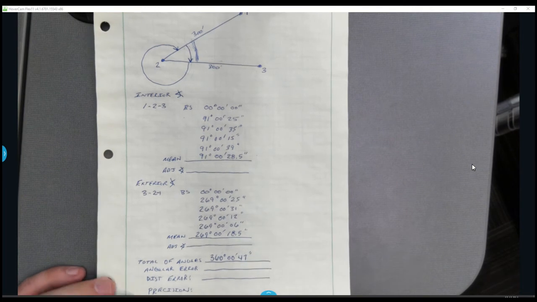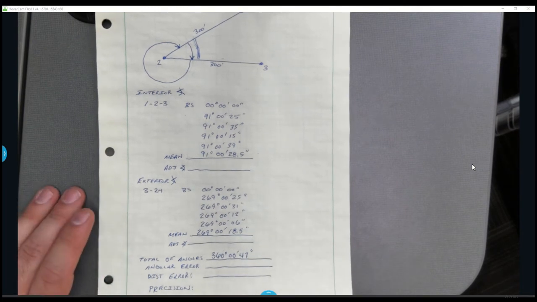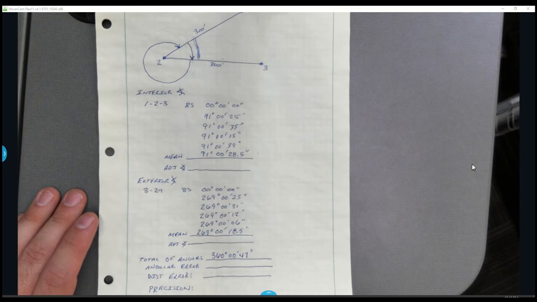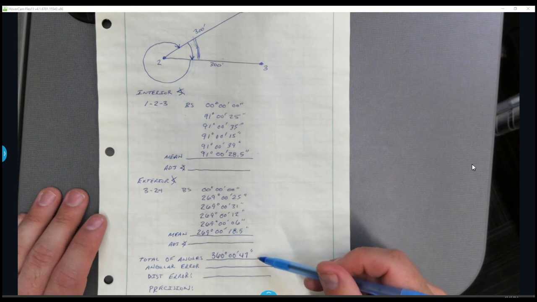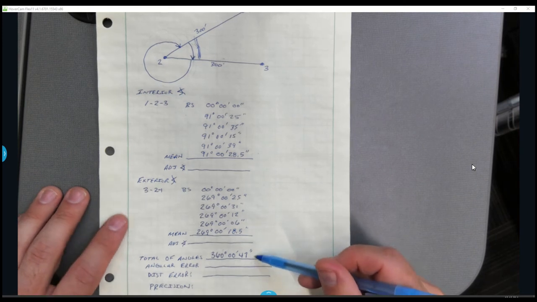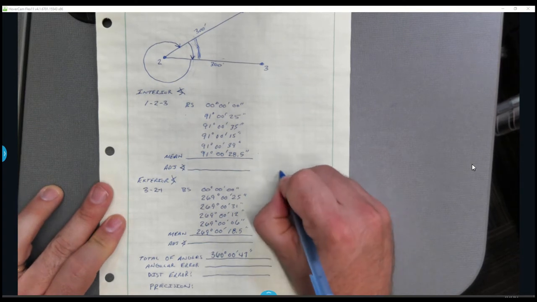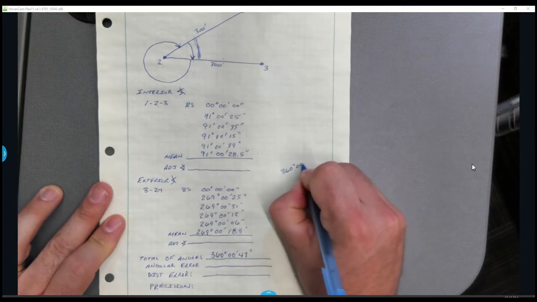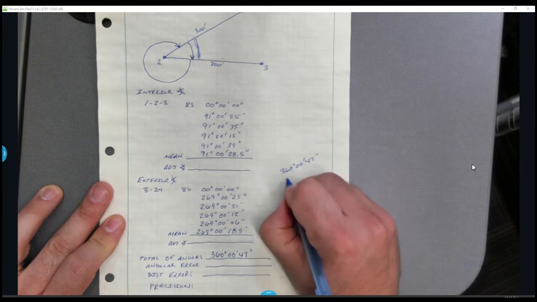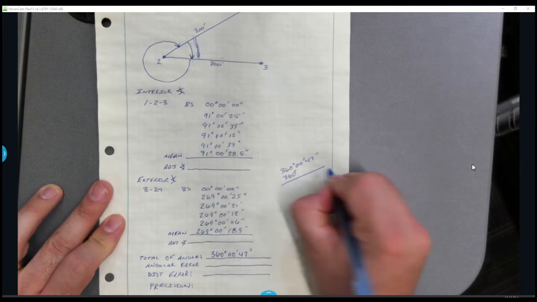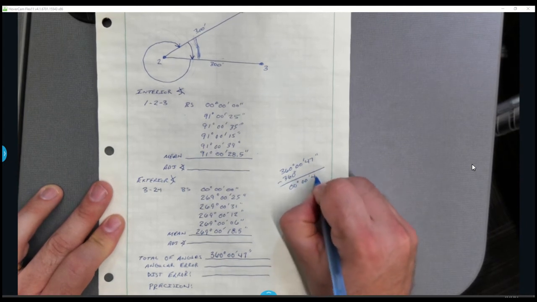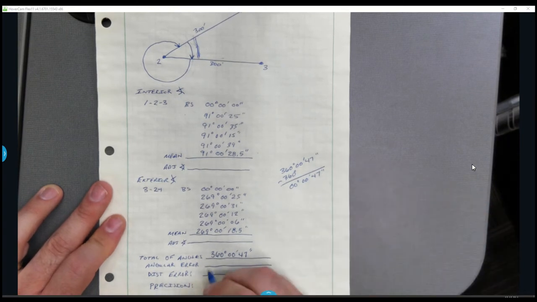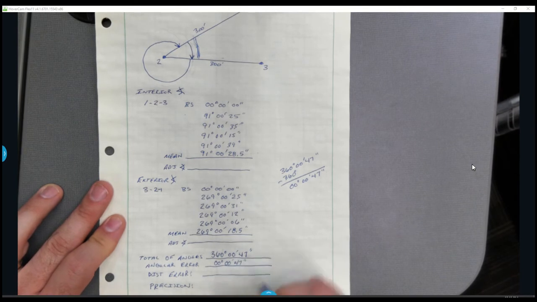Okay, so that's all fine and dandy, but what should happen here is this should technically total 360 degrees, right? So what is our angular error? If I take 360 degrees, 0 minutes, 47 seconds, and then subtract 360 from it, what do I get? 0 degrees. So I get 47 seconds, okay? So that's our angular error: 0 degrees, 0 minutes, 47 seconds.